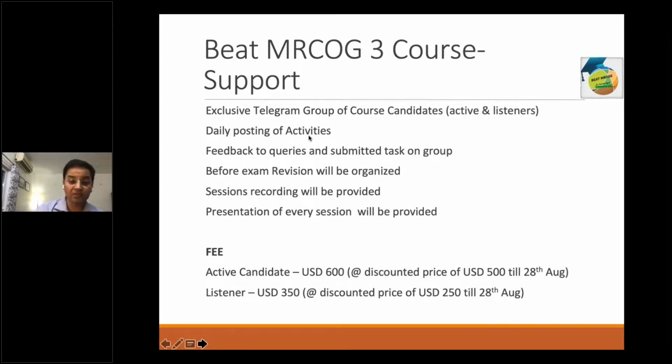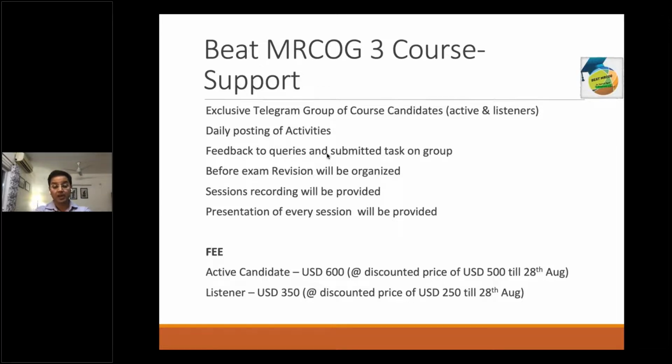We also are thinking of then floating an exclusive Telegram group for the course candidates, active as well as listeners, so that we can give one-to-one support to their queries. We'll post some daily activities, we'll share the material, and we will do the exam revision before exam. Session recording will be provided.